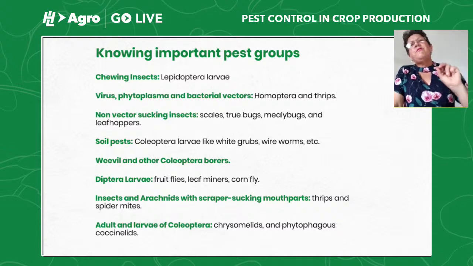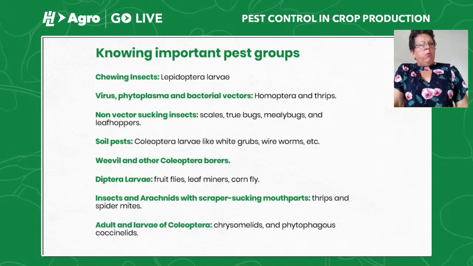This group is very important because it's very different. It's very difficult to control them. They are inside a structure and they have chewing mouth parts, and that makes control very different. We also have Diptera larvae like fruit flies, leaf miners, corn fly. We also have insects and arachnids with scraper-sucking mouth parts like thrips and spider mites. And the last group I'm going to mention here is adult and larvae of coleoptera, like chrysomelid. They can be a defoliator pest, either as an adult or as a larva. And we're going to see some examples.